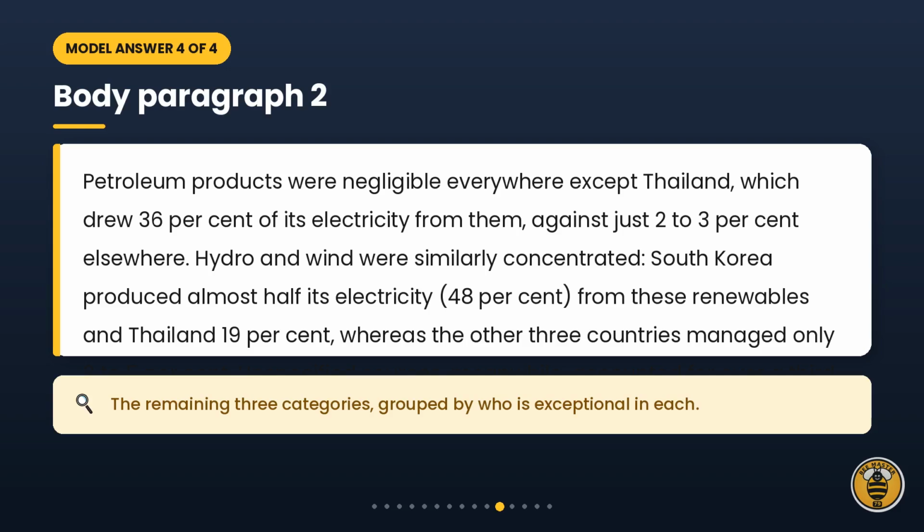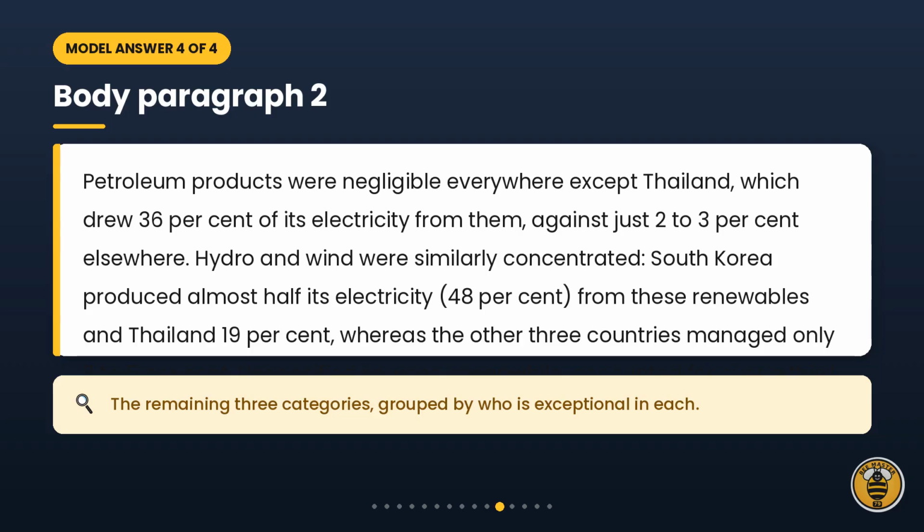Body paragraph 2 handles the remaining 3 categories. Petroleum products were negligible everywhere except Thailand, which drew 36% of its electricity from them, against just 2 to 3% elsewhere. Hydro and wind were similarly concentrated.